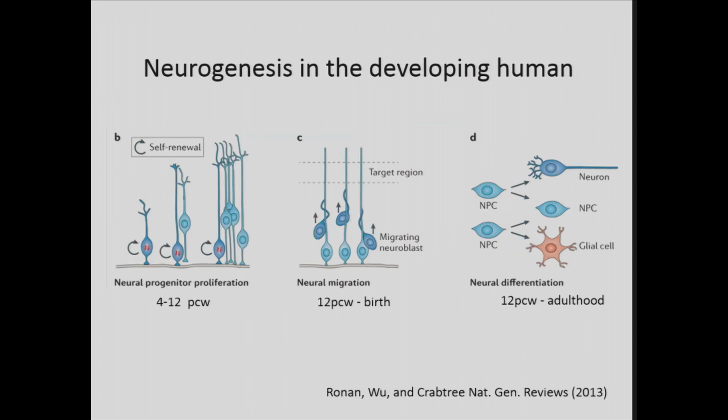So what is going on here? What are these cells? What are they doing? So this is where we finally get to neurogenesis.